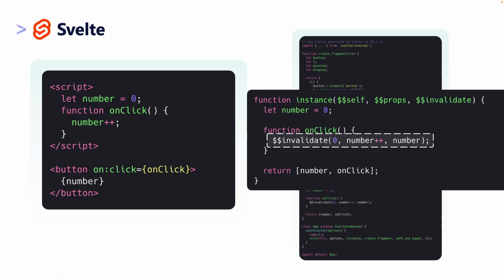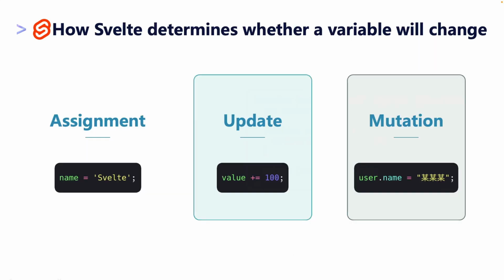But how does Svelte know to wrap the number plus plus with invalidate? Well, Svelte determines this through the expression statements that you are using. If you're using assignments, updates, or mutations, then in the example above, Svelte knows that name, value, and user will change.